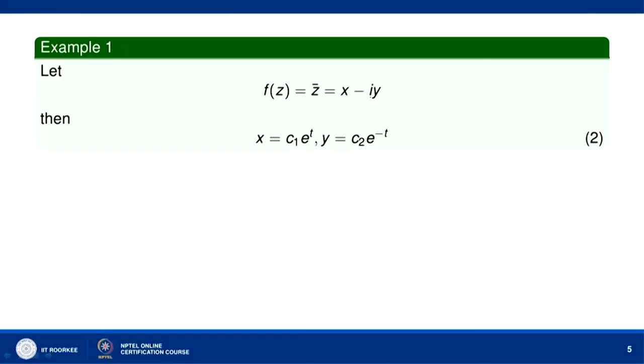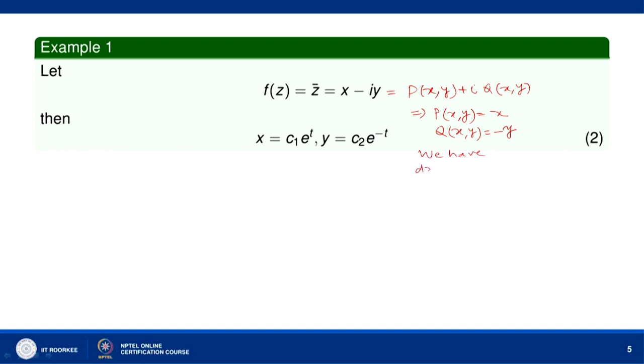You can see here z is equal to x plus i y, so z conjugate is x minus i y. Now we have written f(z) equal to p(x,y) plus i q(x,y), where, as you know, p(x,y) and q(x,y) are the components of the velocity in the x and y directions. So, comparing, we get p(x,y) equal to x, and q(x,y) equal to minus y.